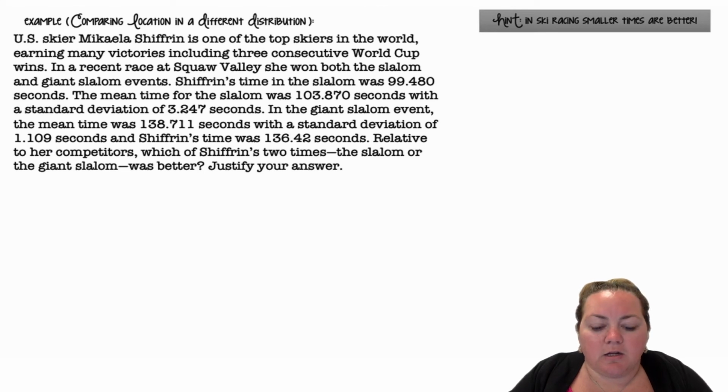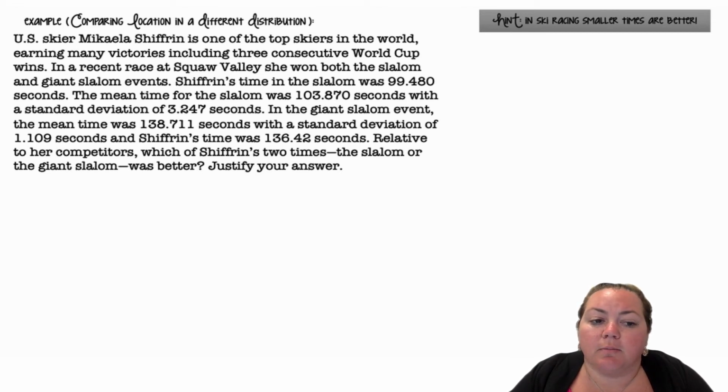All right, our last example. U.S. skier Mikaela Shiffrin is one of the top skiers in the world, earning many victories, including 3 consecutive World Cup wins. In a recent race at Squaw Valley, she won both the slalom and giant slalom events. Shiffrin's time in the slalom was 99.480 seconds. The mean time for the slalom was 103.870 seconds, with a standard deviation of 3.247 seconds.